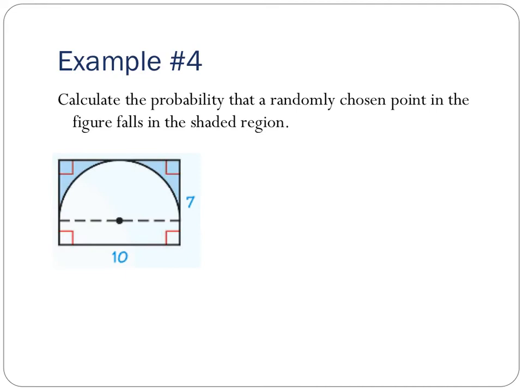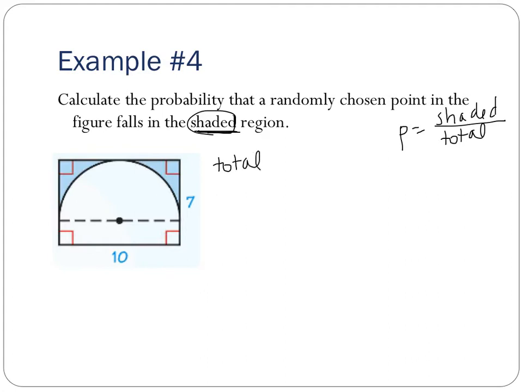Example number 4, it says calculate the probability that a randomly chosen point in the figure falls in the shaded region. Okay, so probability, I told you, is what you're interested in over the total. We're interested in falling in the shaded region. So our probability in this case is going to be whatever the shaded region is over the total region. The total is generally easier to find, so we're going to find the total.